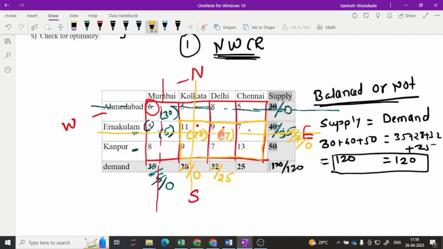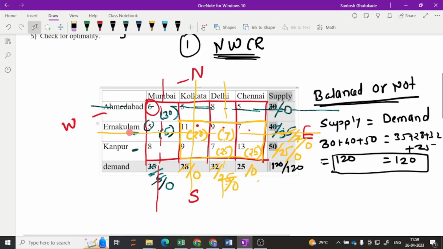Now from 7 and 13. 7 is at the northwest corner. Here 50 is the supply and 25 is the demand. So we will give the 25 here. This demand is fulfilled. Okay, and only the 13 value is left. Here 25 is the supply and the remaining 25 is the demand. So we will give the 25 here. Now likewise this supply is fulfilled, this demand is also fulfilled. So this is how we can solve the northwest corner.